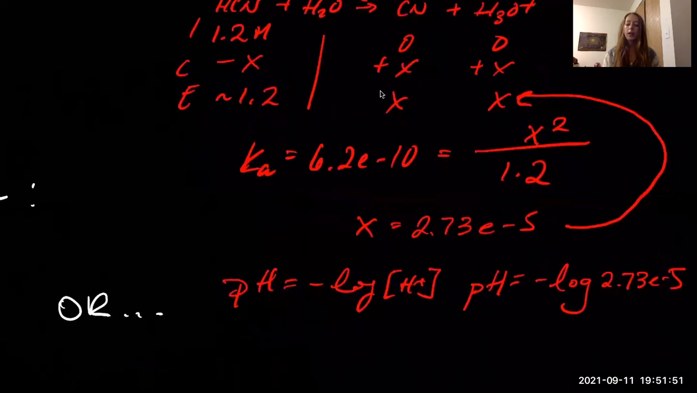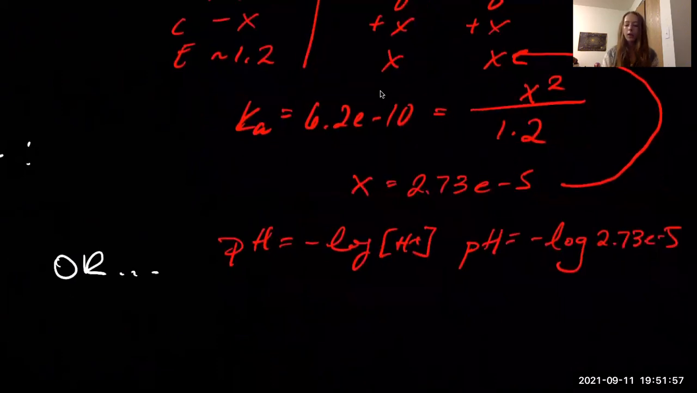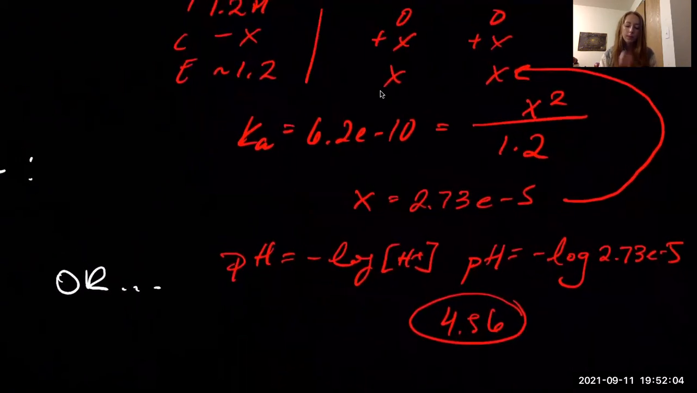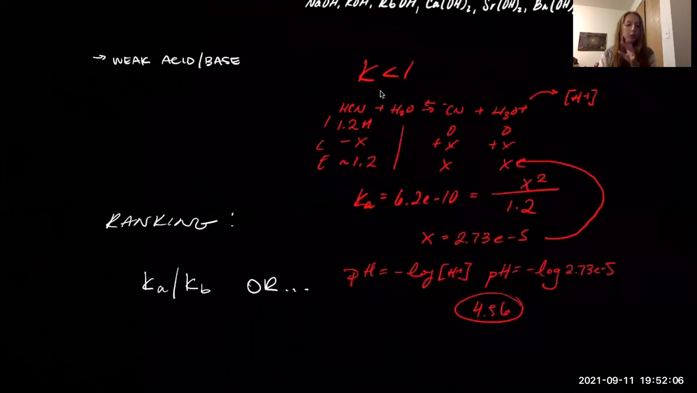Okay, and if we did that, we would get a pH of 4.56. Okay. All right, we'll do more examples of this.